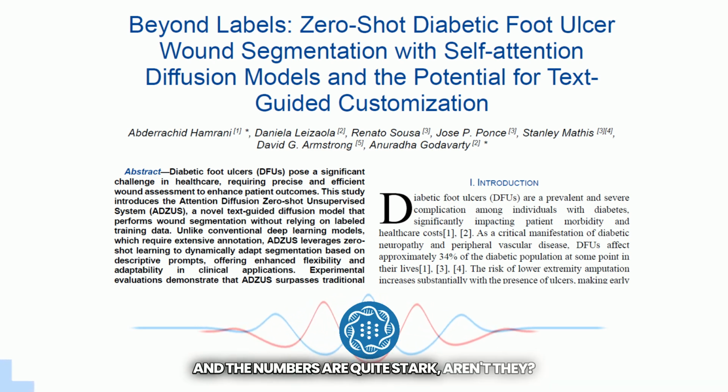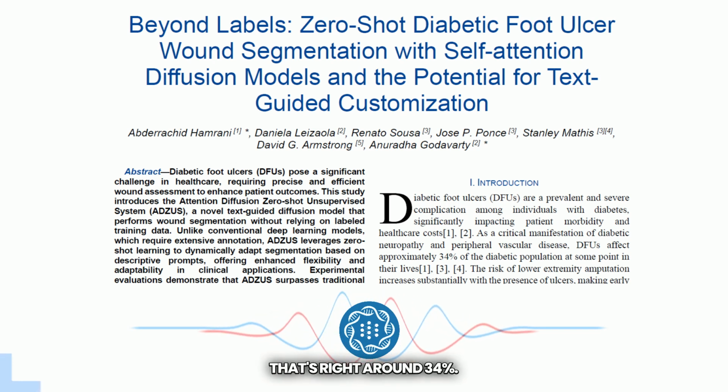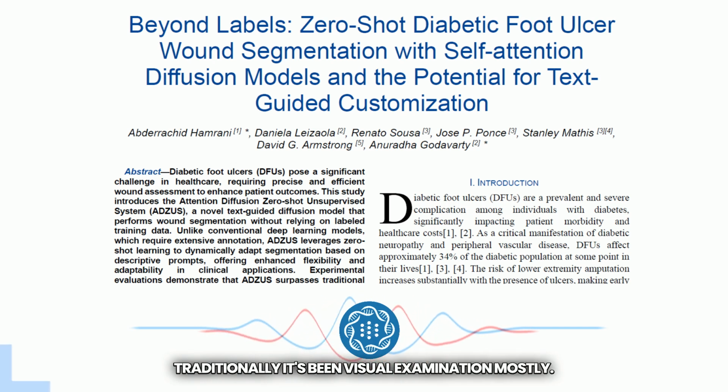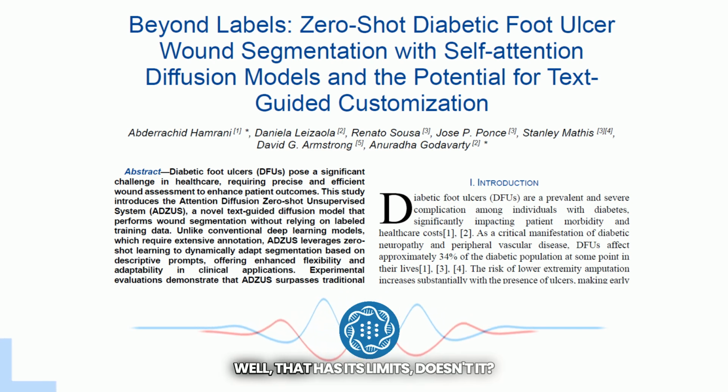And the numbers are quite stark, aren't they? Something like a third of people with diabetes will get one. That's right, around 34%. It's a massive number, which brings us to how they're usually assessed. Traditionally, it's been visual examination, mostly. Exactly. A doctor or nurse looks at the wound, but, well, that has its limits, doesn't it?